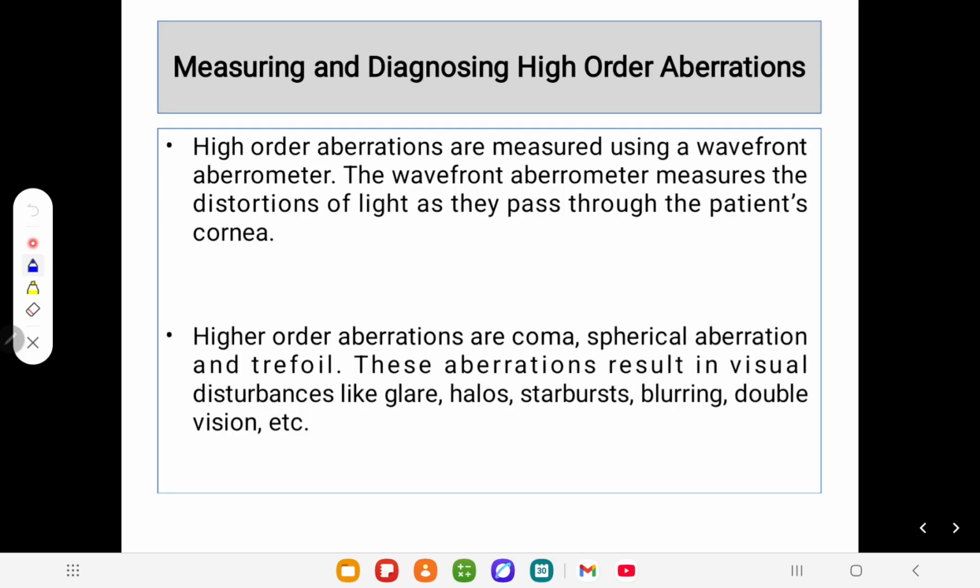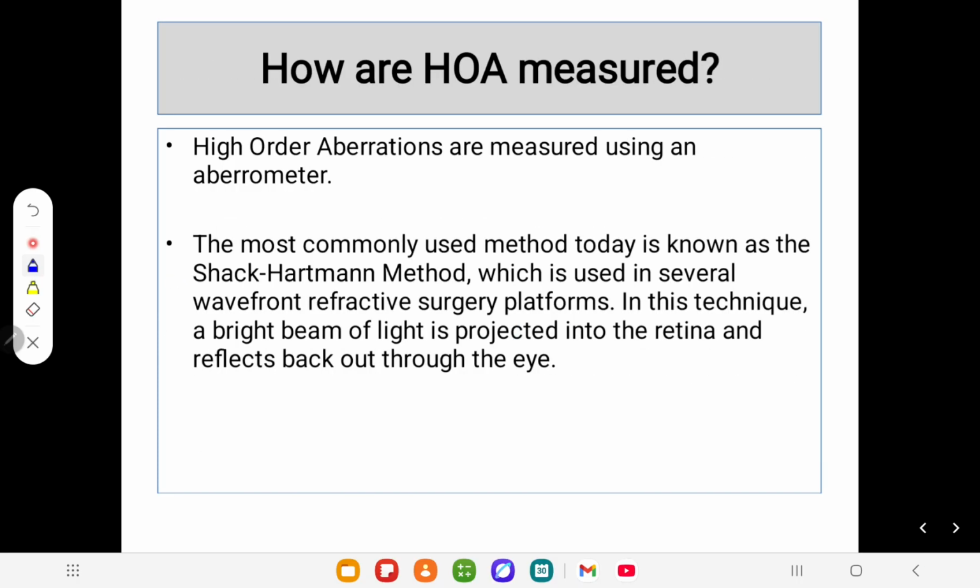Okay. So measuring and diagnosing high order aberration. High order aberrations are measured using wavefront aberrometry. The wavefront aberrometer measures the distorted light as it passes through the patient's cornea. High order aberrations are coma, spherical aberration, trefoil. These aberrations result in visual disturbances, like as we know. These all things are symptoms. So how is visual high order aberration measured? Basically by aberrometry, most common is the Shack-Hartmann method. Okay, it's most common, but different instruments have different techniques.